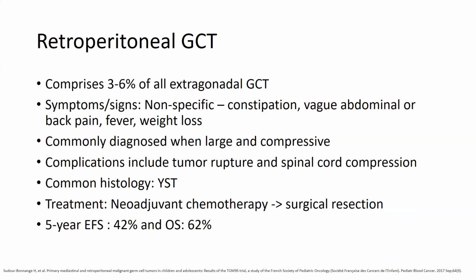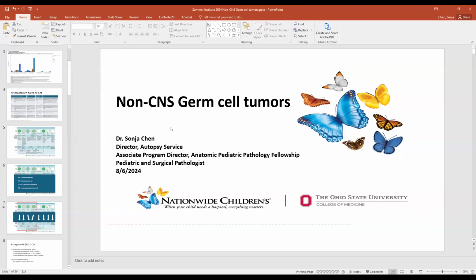And in the retroperitoneum for children, the most common histology is actually yolk sac tumor. The treatment is neoadjuvant chemotherapy, and of course, they may undergo surgical resection after that. The event-free survival at 5 years is 42%, whereas overall survival is about 62%, because this tumor can recur and metastasize. So that's usually what the problem is with yolk sac tumor. I think that's all I have for my area.